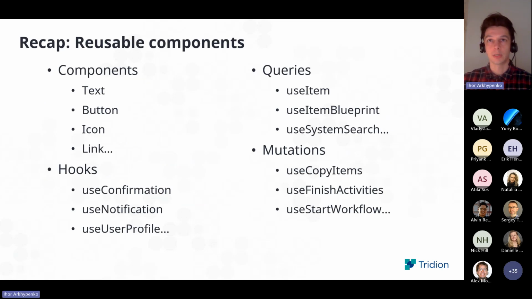The second part is components, and they include reusable items like React components, React hooks, including queries and mutations, which you can see listed here, and some other stuff like color palette.